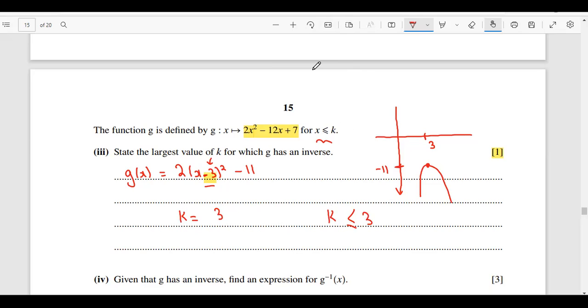Okay, all right. Haris, for this question, it said state the largest value of k for which g has an inverse. Okay. When do we have the inverse of a function?